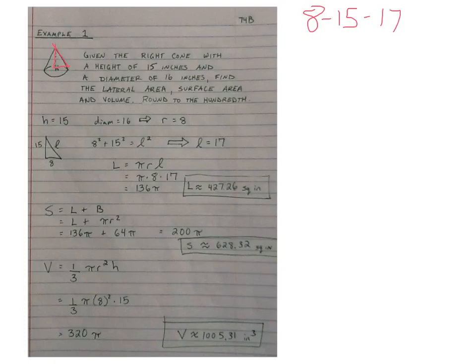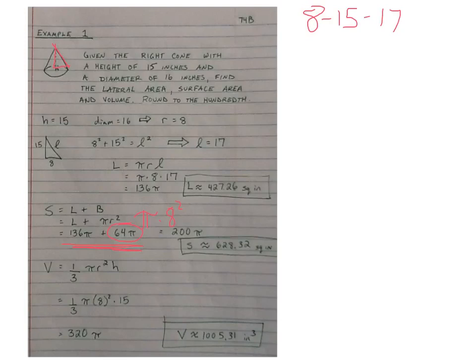The surface area is going to be L plus B, and we already know our L is 136 pi. Our base is pi r squared, or pi times 8 squared, and 8 squared is 64, so that's how we get the 64 pi. If we add those two together, we get 200 pi, which means our surface area is approximately 628.32 square inches.